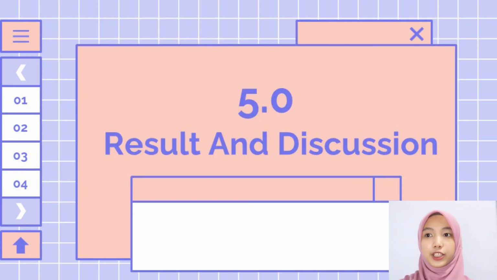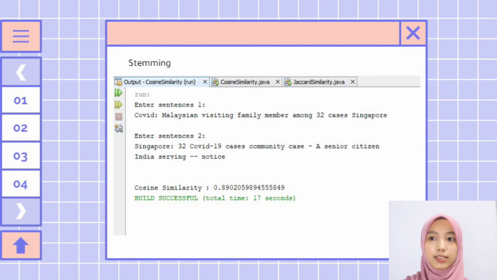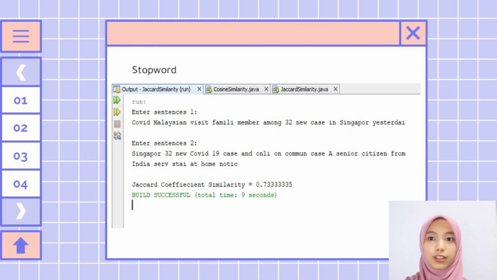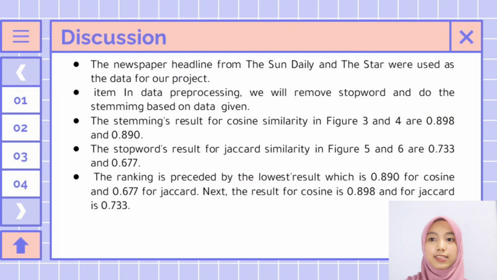Okay, for the results and discussion, the newspaper headlines from the Sun Daily and the Star were used as the data for our project. In data pre-processing, we remove the stop words and do the stemming based on the data given. The stemming results for cosine similarity in figures 3 and 4 are 0.898 and 0.890. And the stop word results for Jaccard similarity in figures 5 and 6 are 0.733 and 0.677. And the last one, the ranking, is ordered by the lowest result first, and the next is the highest.